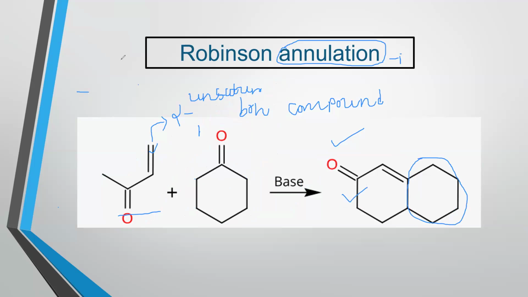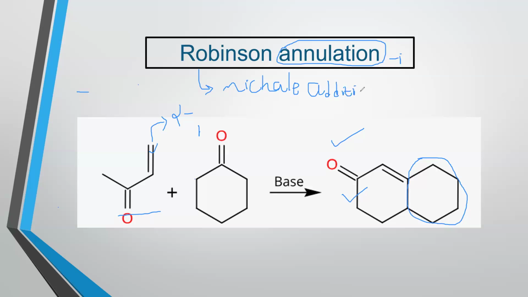And one more thing you have to remember, that Robinson annulation is a combination of Michael addition and aldol condensation. I'm not explaining the mechanism in depth because it may take so much time. So, in simple terms, remember that this Robinson annulation is a combination of Michael addition and aldol condensation. These two reactions we are also going to study in upcoming slides.